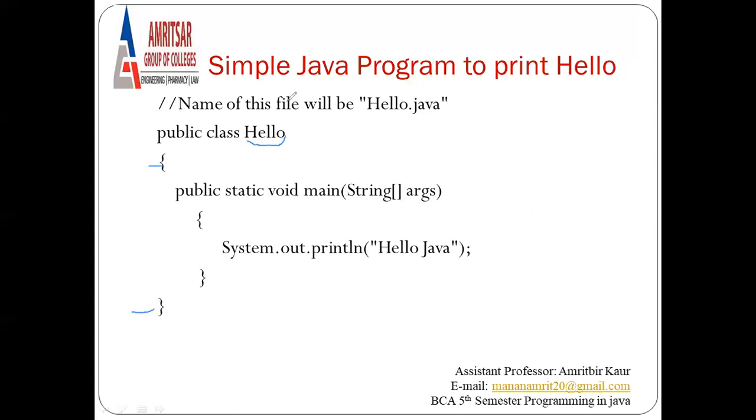In the class, we must have a main function. So this is our main method, main function, and this is the body of the main function. In the body of a main function, we can evaluate our expressions and create objects, but here in the body of the main method, we display a message, hello Java. Now we will study this one by one: what is public, static, void, main, String, args, and System.out.println.